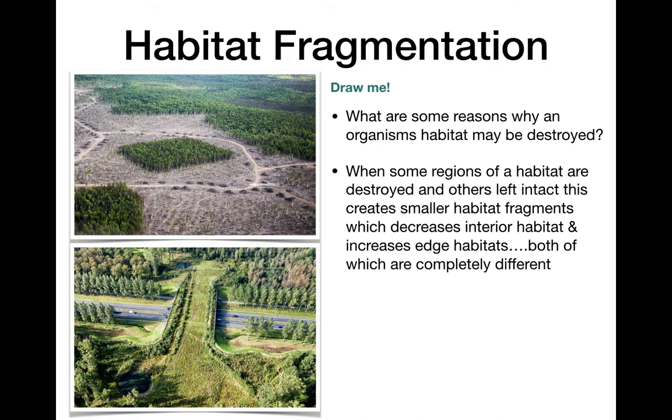And then when we destroy some parts of a habitat but leave others intact, this creates what are called smaller fragments, these smaller chunks of habitat. And this is going to decrease what's called the interior habitat and increase the edge habitat. So the interior is just the middle part here, which has different abiotic factors than the edge around the outside. So what we're doing is creating these little fragments that are going to have more edge and less interior.